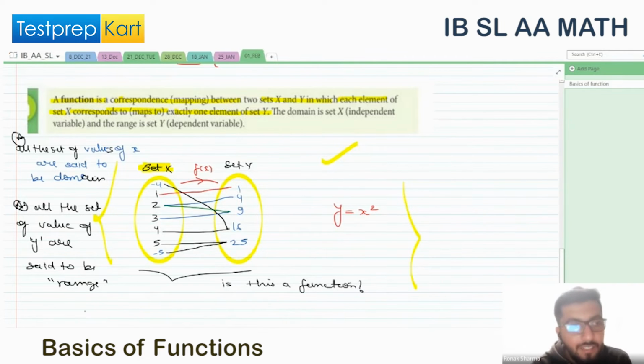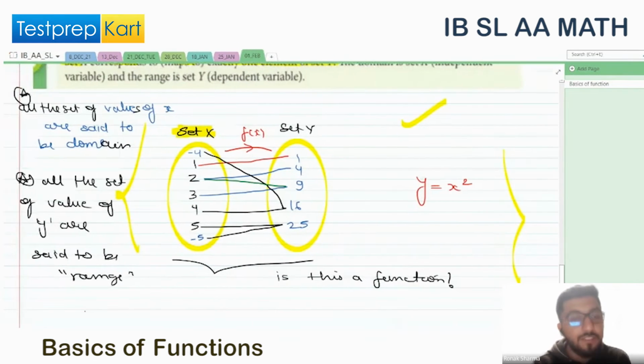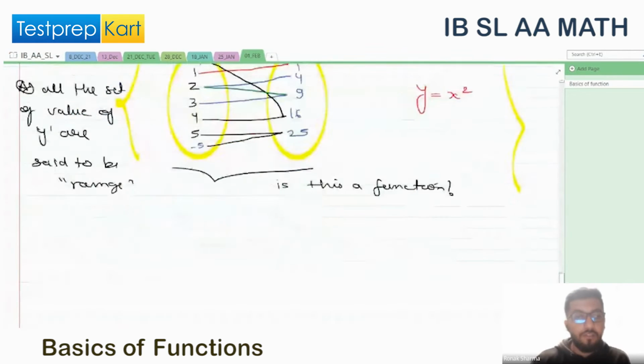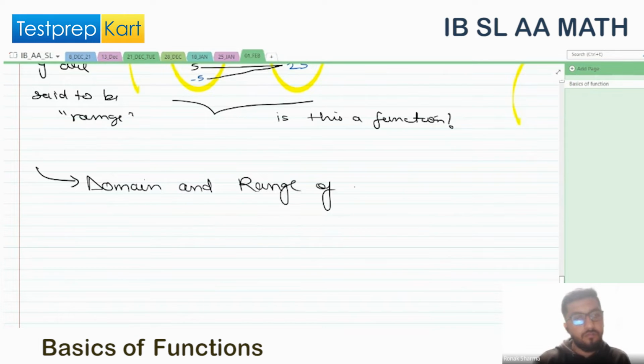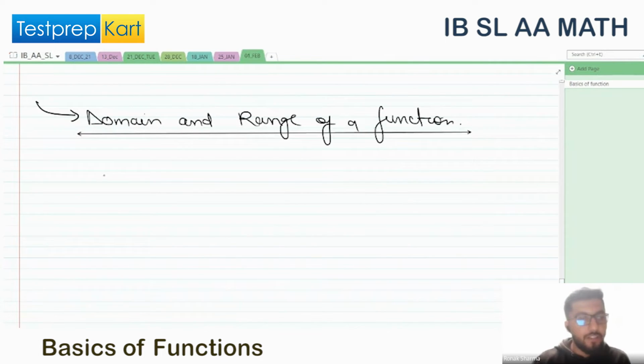Okay. Now the main task is that the first type of questions that comes in the function chapter is to find domain and range. So basically now we're going to move on to the topic that is domain and range of a function. So if you're talking about domain and range of the function, I just told you that if we have a function, let's say f(x) = 2x + 1. Now if I'm saying that for x equal to 1, 2, 3, 4, what will be the y we are going to get?